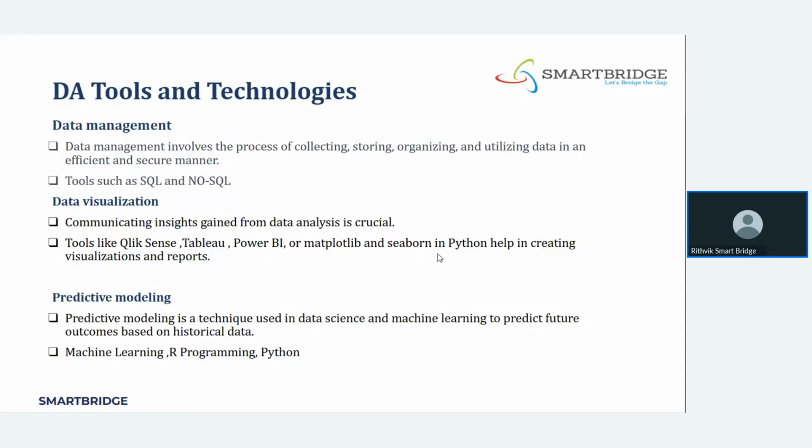Matplotlib and Seaborn we have already discussed. In Python we have libraries, Matplotlib and Seaborn, for visualization itself.